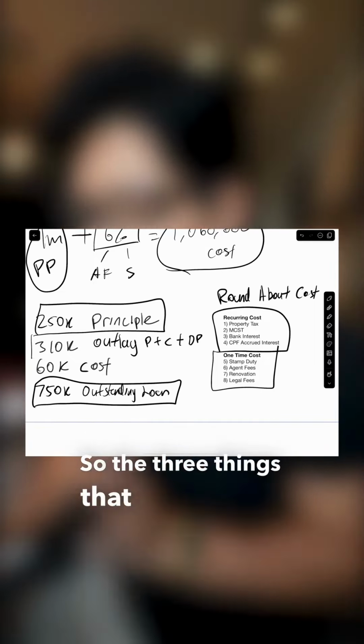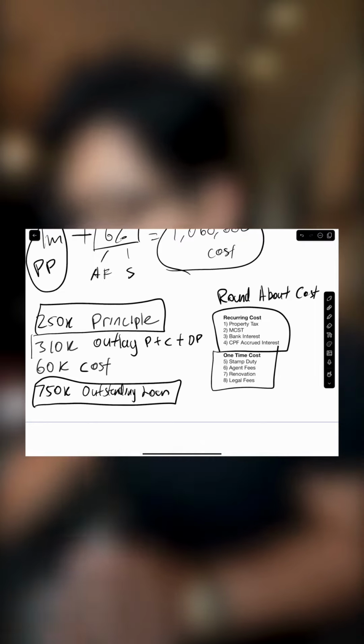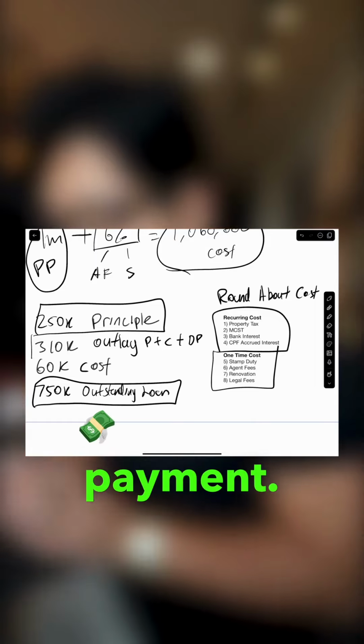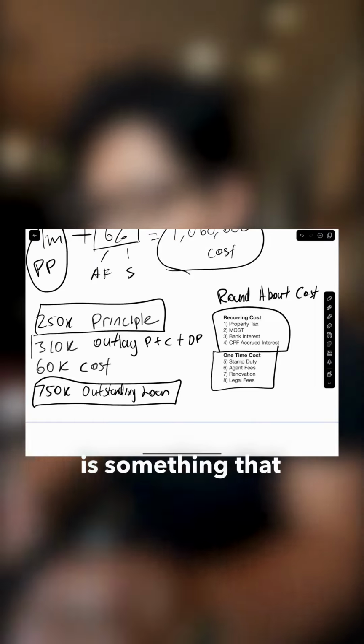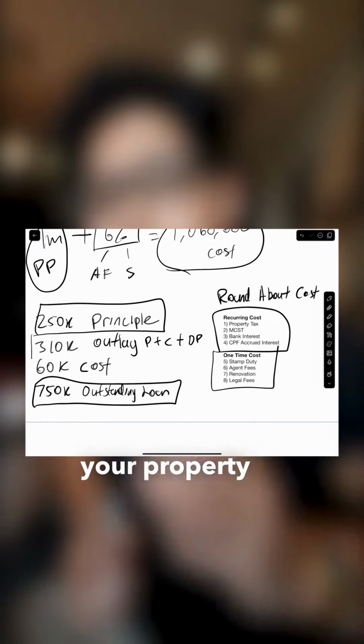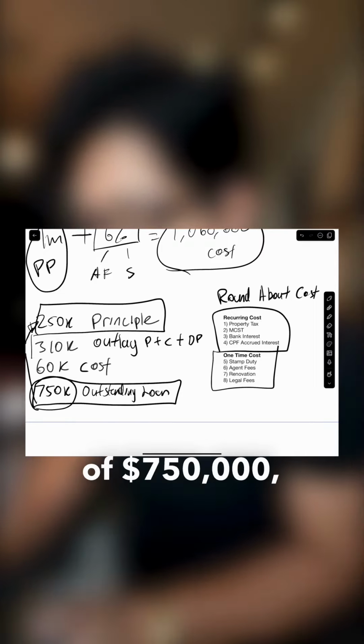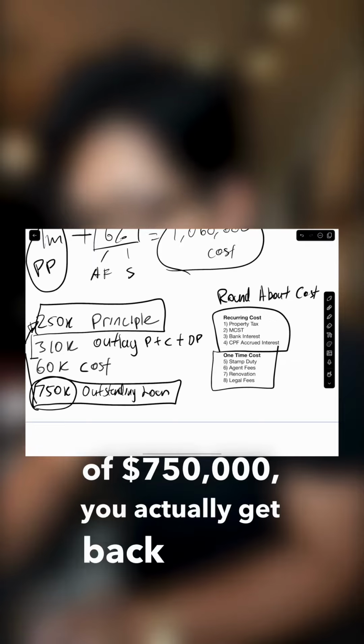So the 3 things that we want to understand is the principal. $250,000 because 25% is your down payment. And your down payment is something that you can get back if you were to sell your property at $1 million. So $1 million minus your outstanding loan of $750,000, you actually get back your principal.